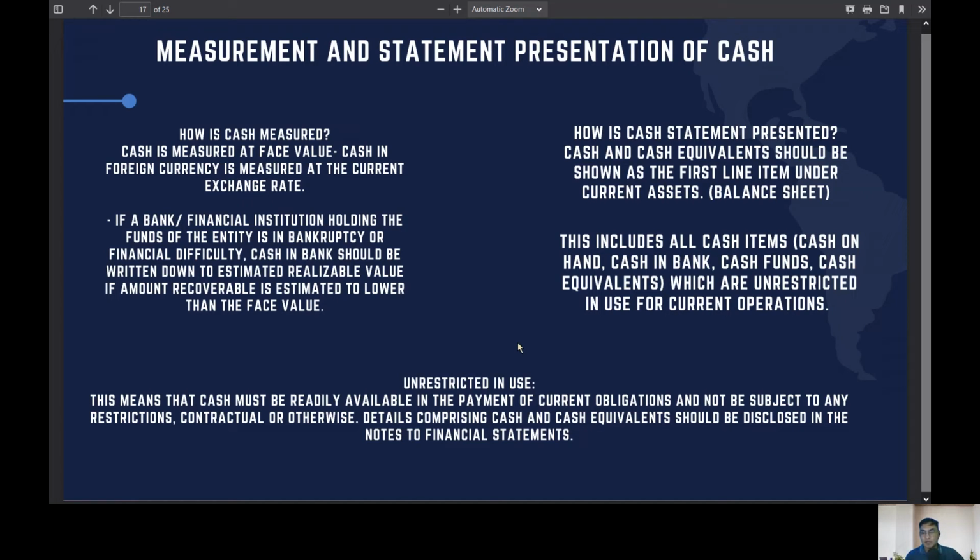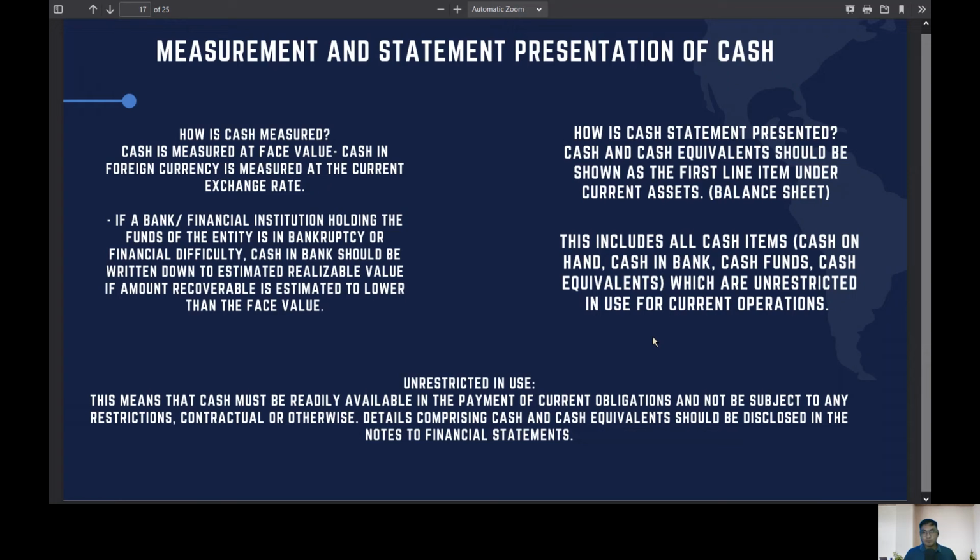Let's start with that. Yung unrestricted in use, yung cash na dapat handa na siyang puwedeng ipambayad sa mga current obligations ng isang entity. So, hindi dapat siya subject sa restrictions, contractual or otherwise. Yung restrictions, kunwari, for example, yung sa bank account mo, yung maintaining balance, that is a restriction for current operations, 'di ba? Hindi mo siya puwedeng galawin and such.